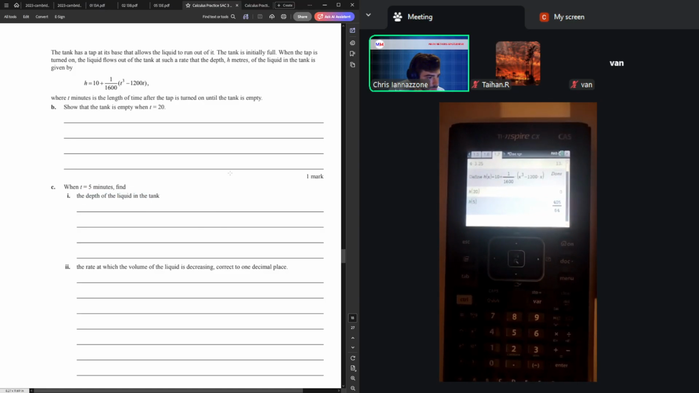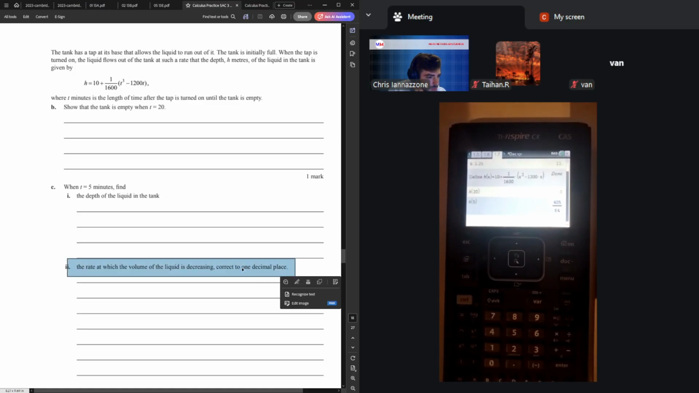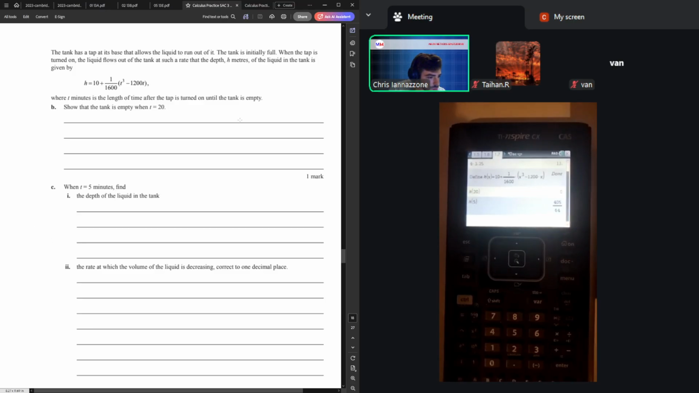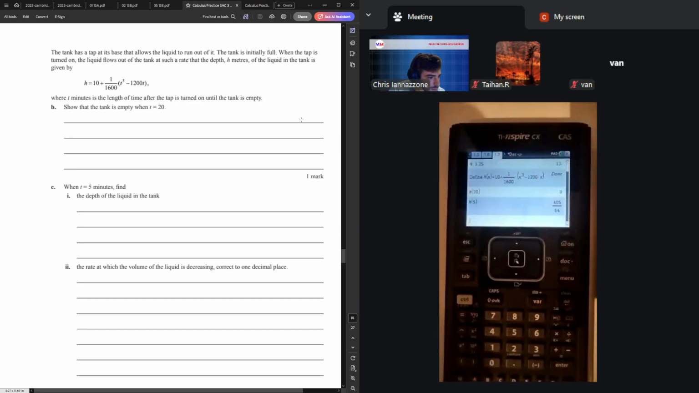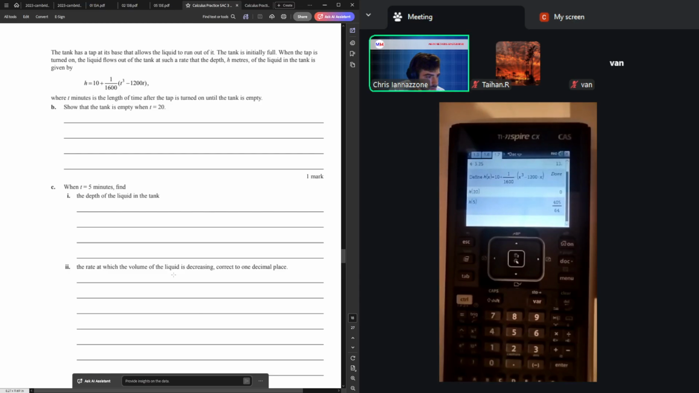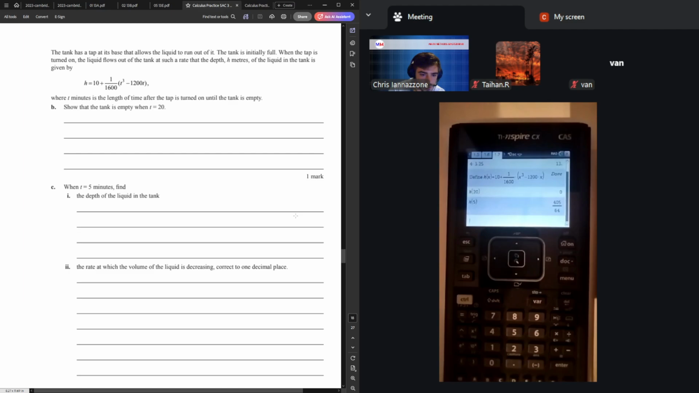Cool. Next up, maybe a little bit more challenging. The rate at which the volume of the liquid is decreasing. Now, the indentations here are going to matter on how you approach this. The rate at which the volume is decreasing. So the derivative. Yeah. Now, derivative of what? Derivative of h. Have another read. The rate at which the volume of the liquid is decreasing. What is that actually referring to?